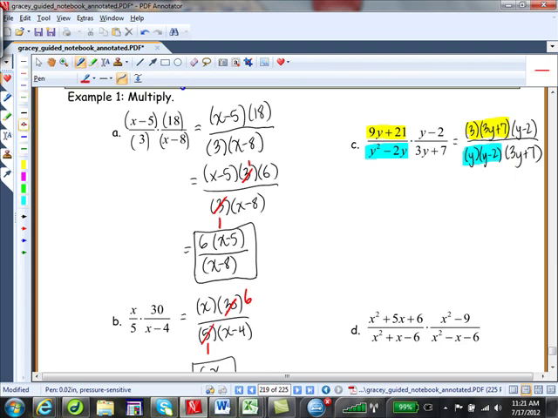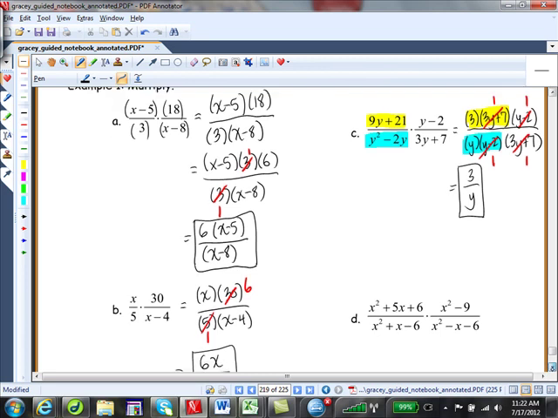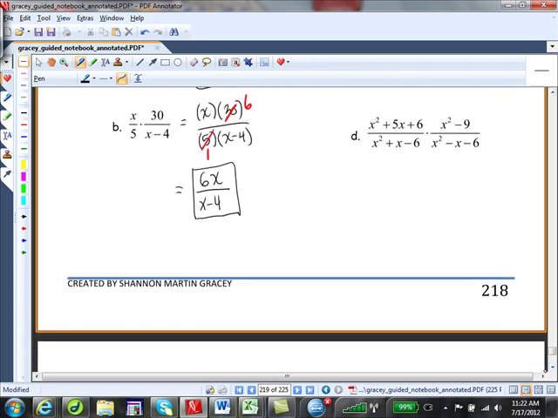So are there any parentheses exactly the same? Good. We have one factor of 3y plus 7 in the numerator and denominator. And we've got one factor of y minus 2. So at the end of the day, 3 times 1 times 1 is 3. y times 1 times 1 is y. So we get 3 over y. Okay, so now let's take a look at part D.